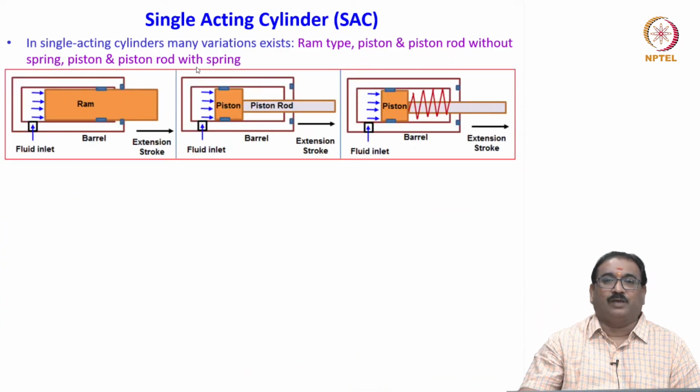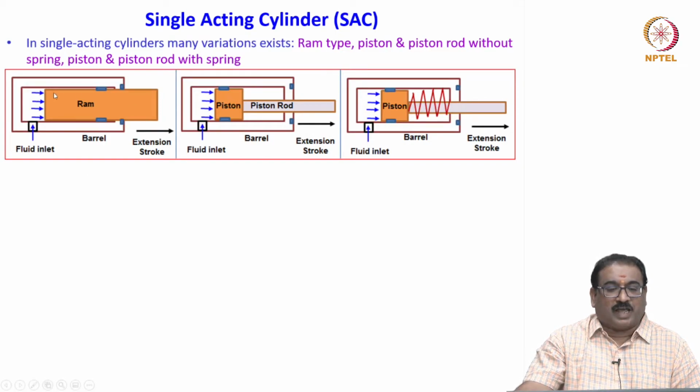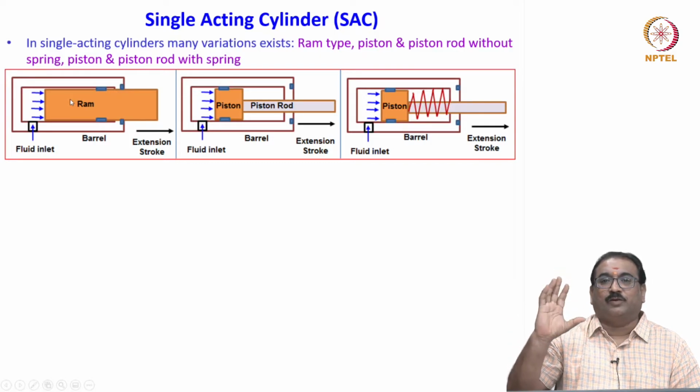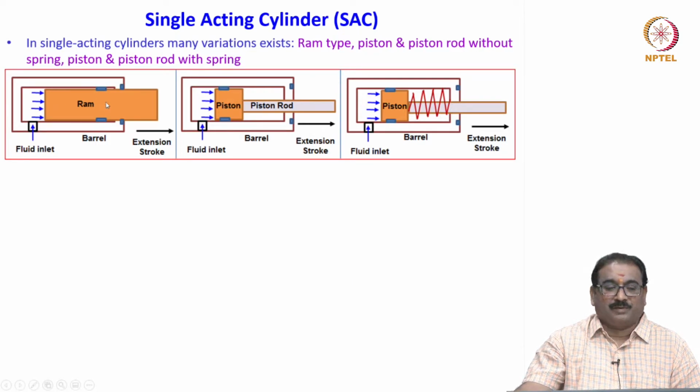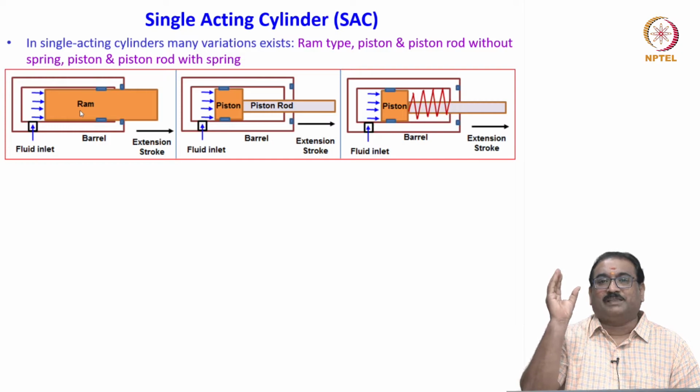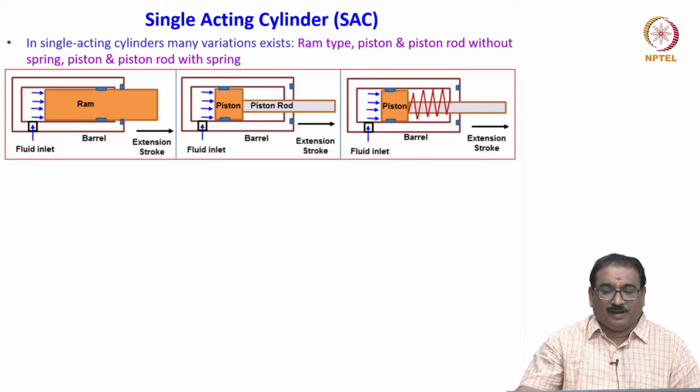Let us see now. Here the schematic diagrams I have shown you. Here it is a ram. The ram diameter is equivalent to a piston rod. No piston rod here. It is a ram which is moved with the fluid entry. Then no retraction, meaning retraction how it is? This is only by the self weight, they will mount vertically.